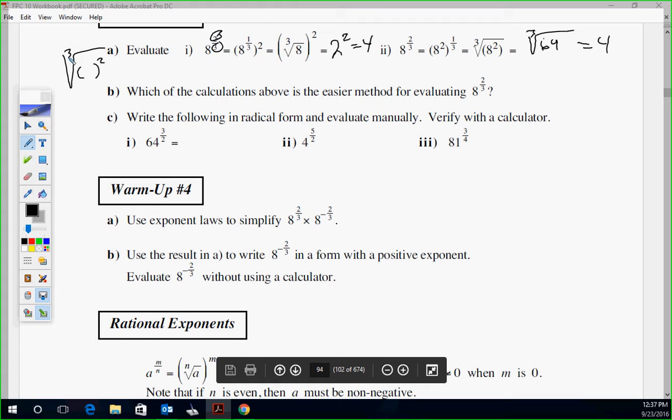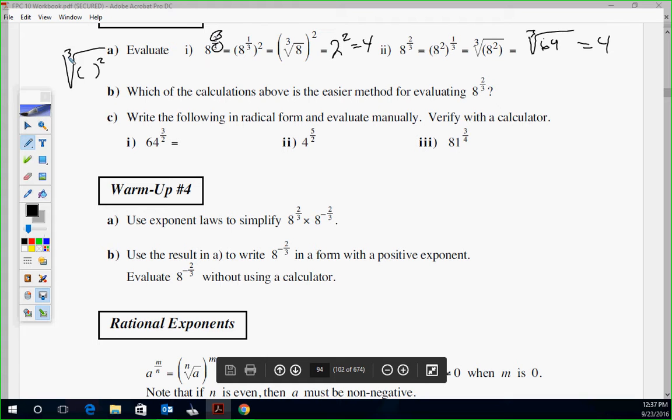So here we go, take the 2 out. Okay, what's 8 to the 1/3? It's 2. We square that, it's 4. We'll take the same thing and just switch it. Pull the 1/3 out. Okay, 8 squared now is 64. Cube root of 64 is 4. We land in the same spot. It's the same problem, the same calculation.